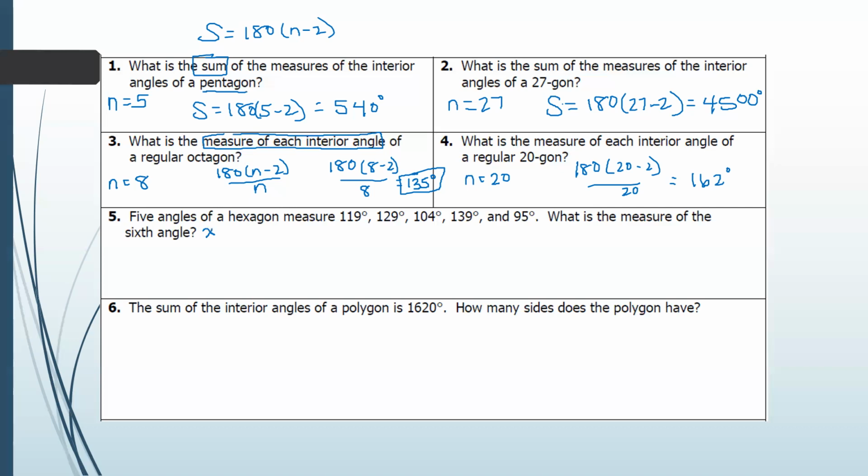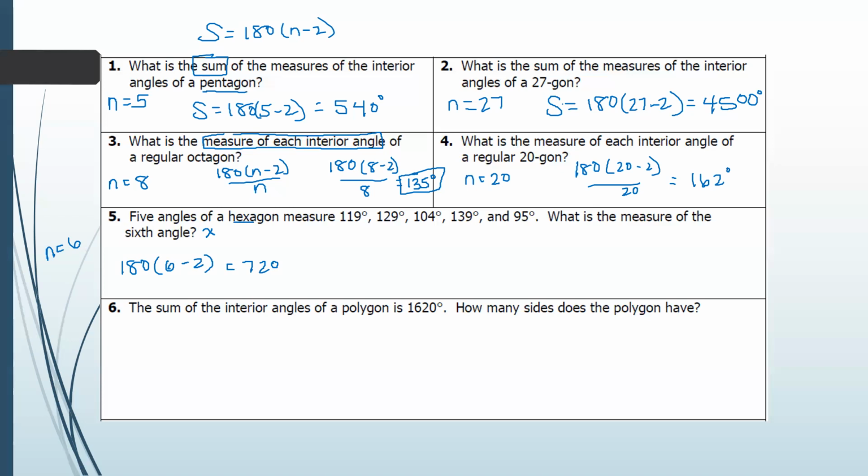Well, I know that the sum of the interior angles of any polygon is 180 times n minus 2. What is n in this case? N equals 6 because it's a hexagon. So 180 times 6 minus 2 is 720 degrees. So the sum of interior angles for this hexagon is 720 degrees.